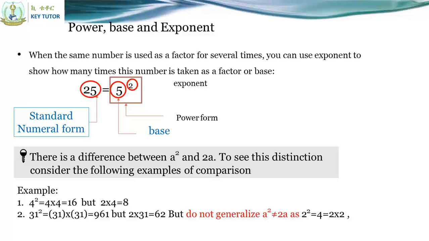But it doesn't mean that it is always true that a squared is different from 2a, because in the case of 2, 2 squared is 4. At the same time, 2 times 2 is 4. So in this case, 2 squared is not different from 2 times 2. So in most cases, a squared is different from 2a, but in the case of 2, and as well in the case of 0, a squared can be equal to 2a.